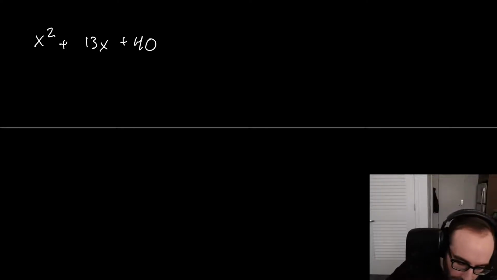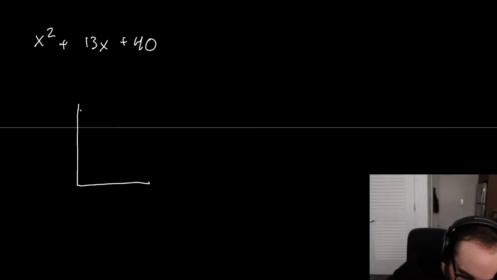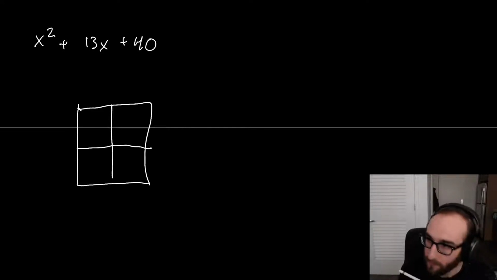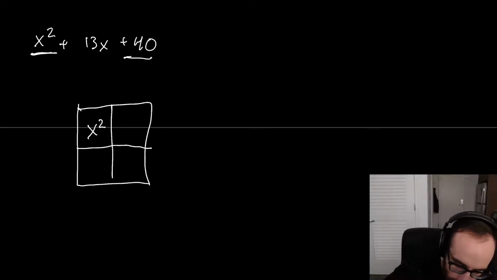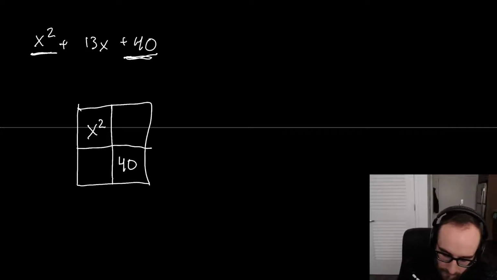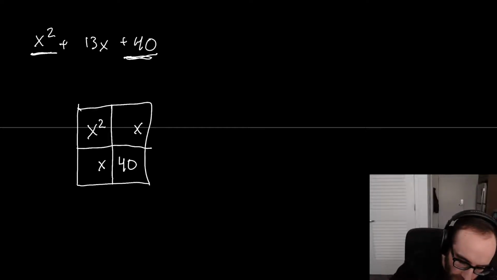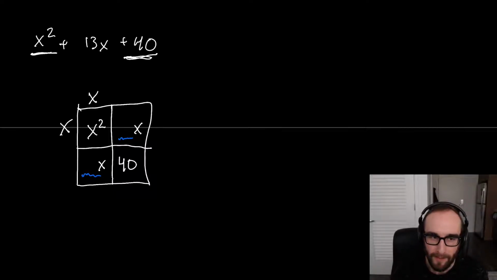So we're going to start off by drawing our area model. And we put the first term in the top left box, so x squared goes up here. And the last term goes in the bottom right box, down there. The two missing boxes are going to have an x in them, and then we're trying to find the blanks for these missing boxes. And we know if we have an x squared in front, we're going to have an x in both of those side lengths.